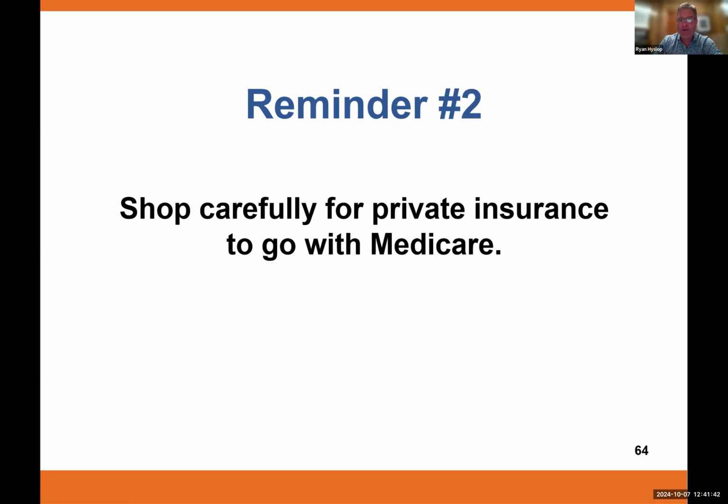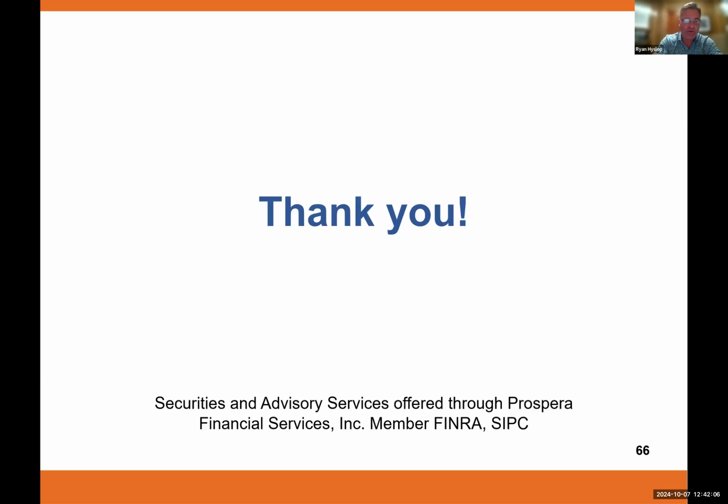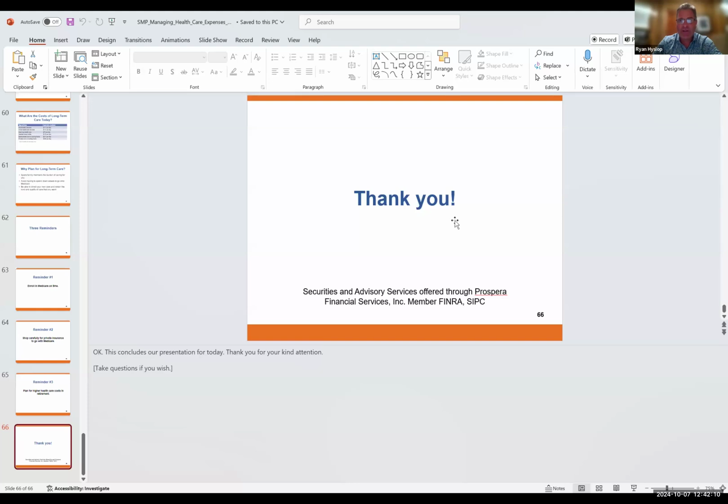Reminder number one: enroll in Medicare in time. If you take anything away from this, you need to take that. It's incumbent upon yourself to shop carefully for that private insurance to go with Medicare. Make sure you are staying up with that on an annualized basis. This is the time of year, September, October, November, when you need to be doing your research and getting into either a new plan or sticking with the one you have. Plan for higher healthcare costs in retirement, for sure. And that is the end of today's presentation.